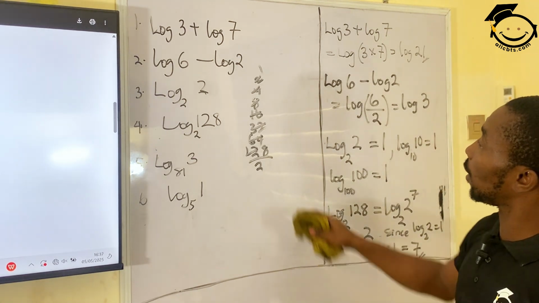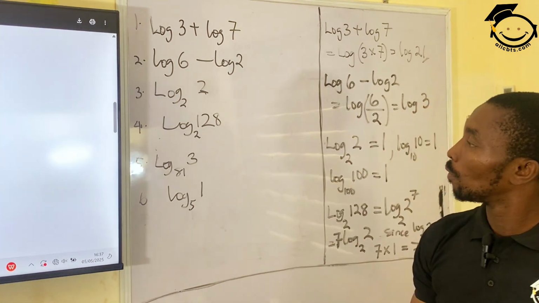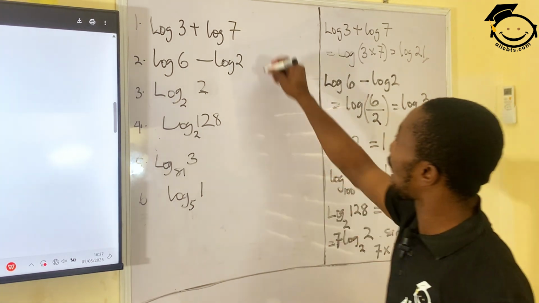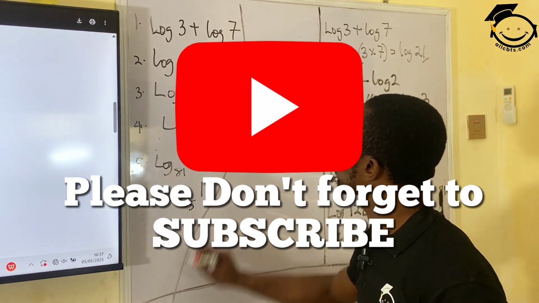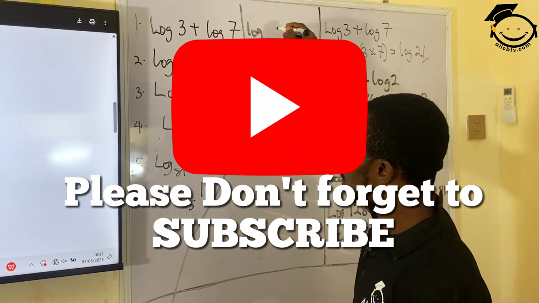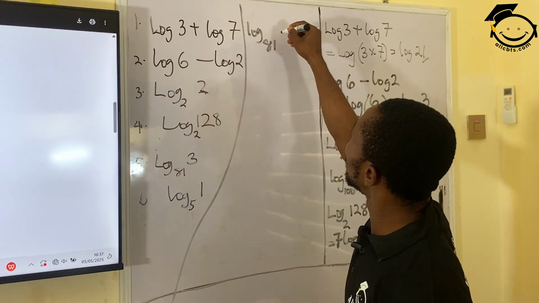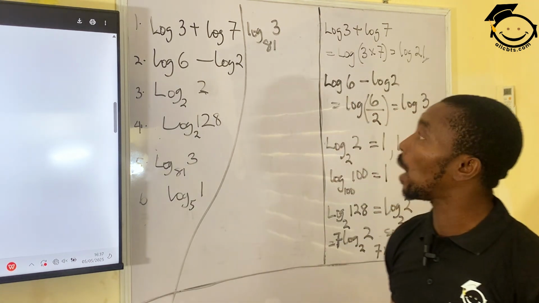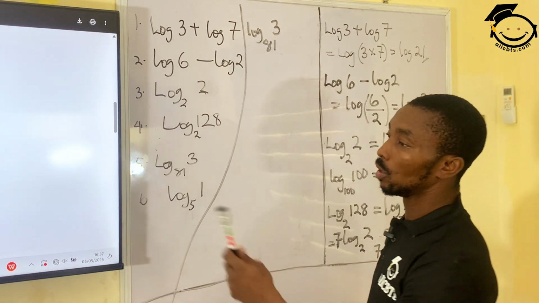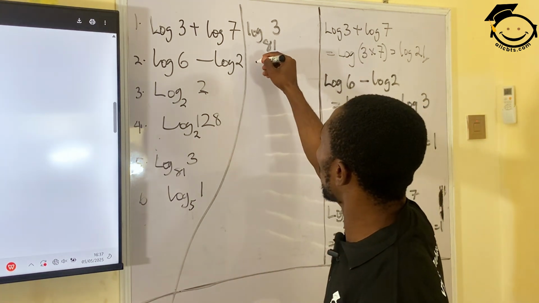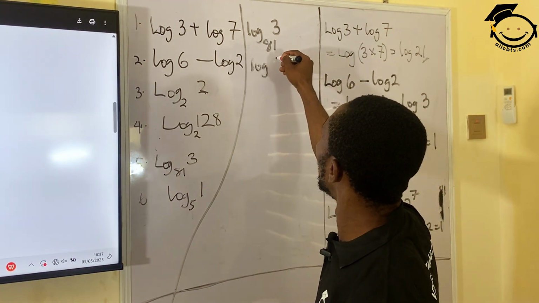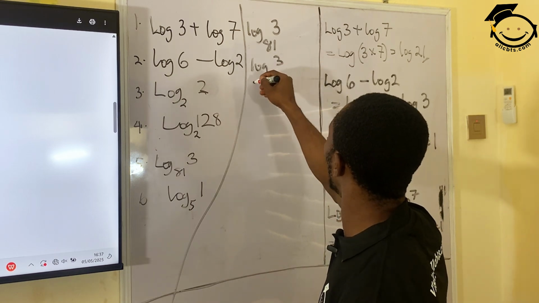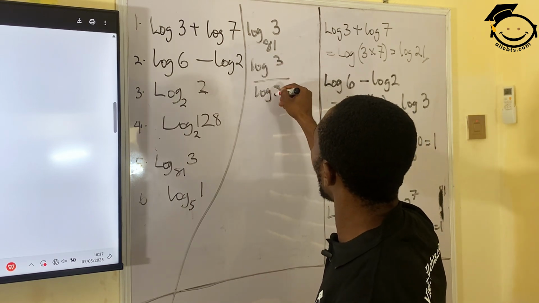Now to the fifth question, where we have log base 81 of 3. Okay, now if we apply our change of base law, this will become log 3 over log 81.